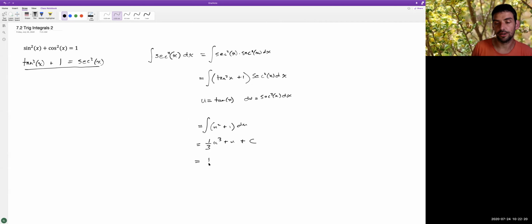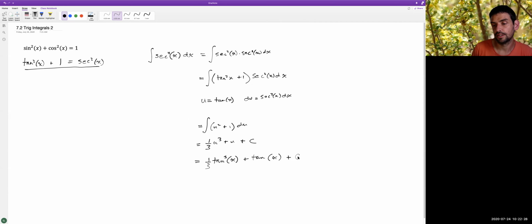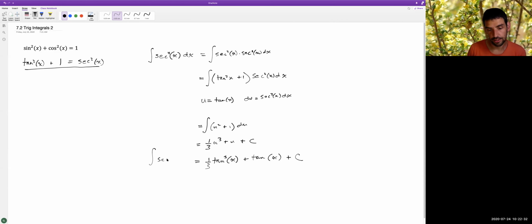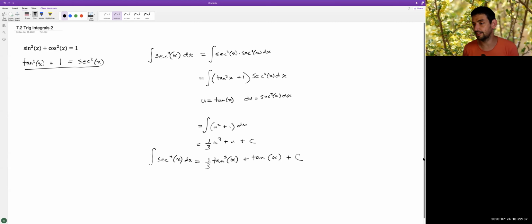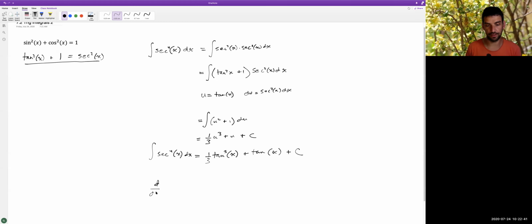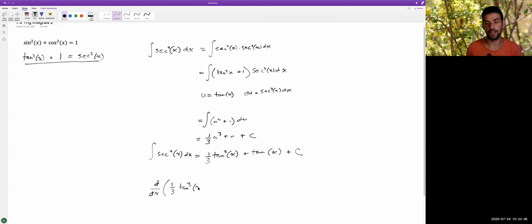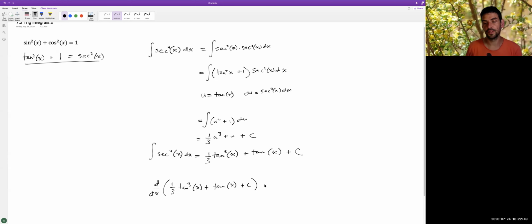And then we come back with our substitution thusly. So here's our antiderivative of secant to the 4th dx. Let's give it a try checking this. Let's take the derivative of what I just got: 1/3 tangent cubed x plus tangent of x plus c.